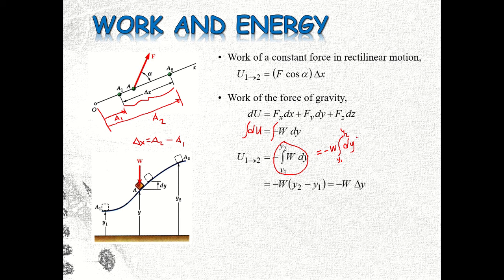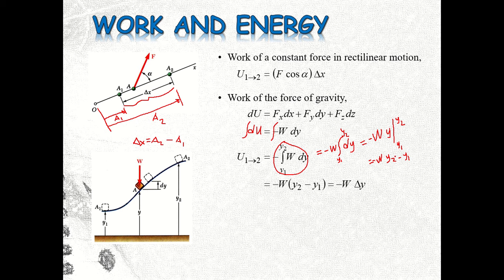Substituting the limit using your skills in integrals, we have minus W. The integral of dy is y, right? And the limit is from y1 to y2. So when you substitute the limit, you have minus W, this is negative, multiplied by the upper limit y sub 2 minus y sub 1.